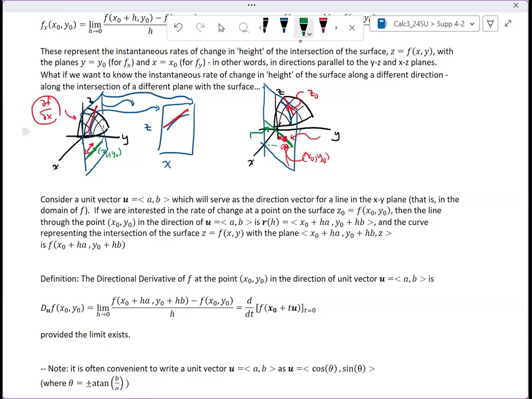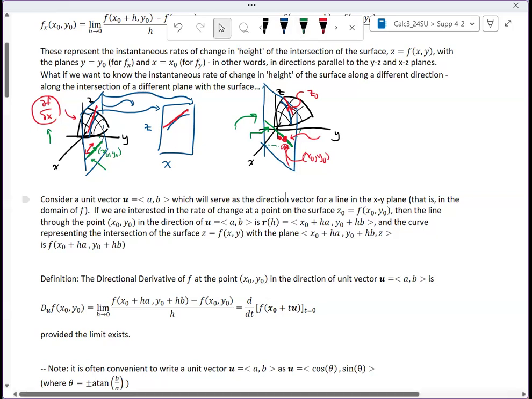Again, for the partial of f with respect to x, that line only moved along the x component, not along the y component. So b was just 0 in that case. And in the other case, the partial with respect to y, a would be 0. But here, we're looking more generally where we can have both an x and a y component of that direction vector.